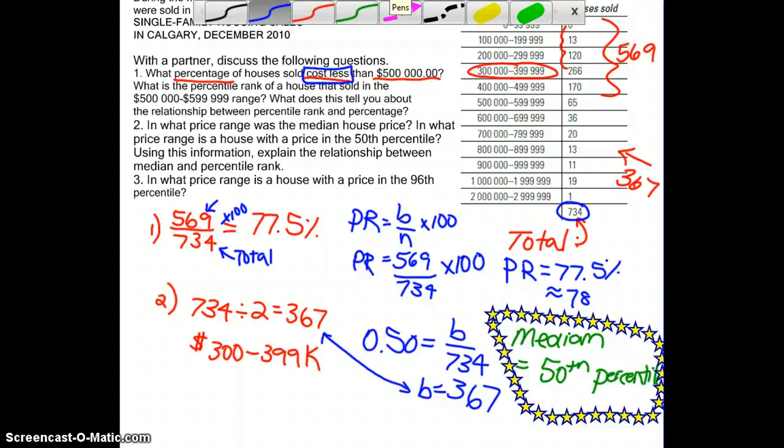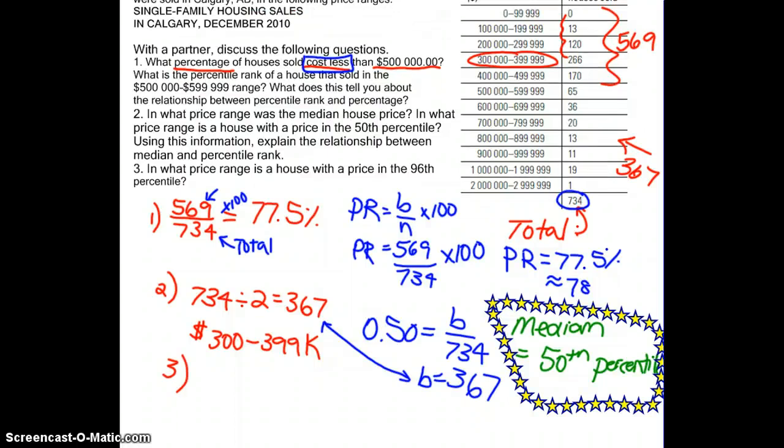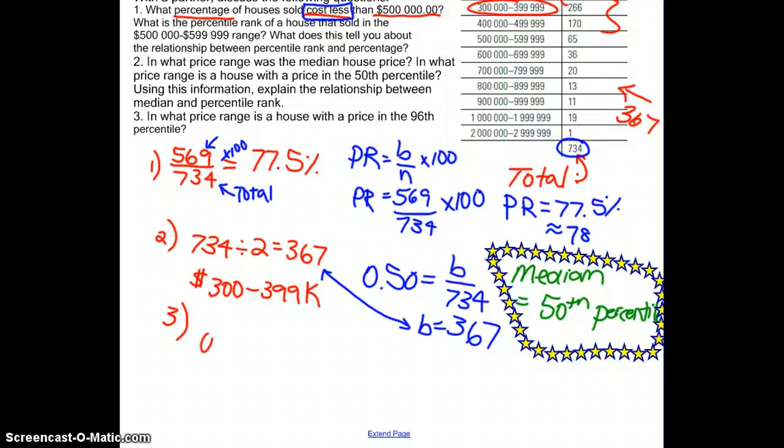And then 3, what price range is a house with a price in the 96th percentile? So now we're looking for 96th percentile. So we know that that is 0.96 equals B over 734. So what do we get for our B value? Should be 705. So that means that there's 705 houses less than that one. Now that could take us a long time to add up. So does anybody have an easier way to find, instead of 705 less?